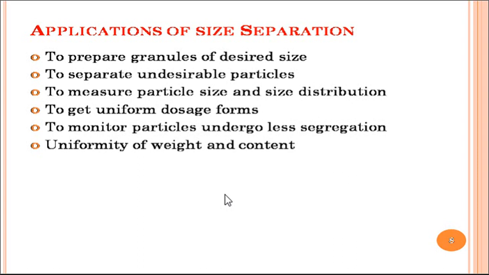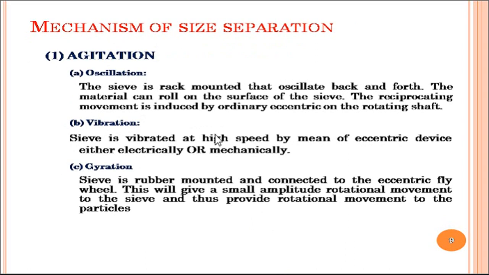To get a uniform dosage form and to ensure the particles undergo less segregation during processing or unit operation. Sometimes many kinds of complications are observed due to particle size and shape. If they are uniform, then there is less chance that the unit operation will get stuck. So that's why we are using size separation. And uniformity of weight and content, as we discussed earlier, requires the application of size separation.